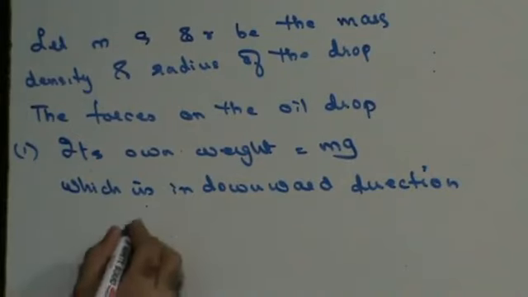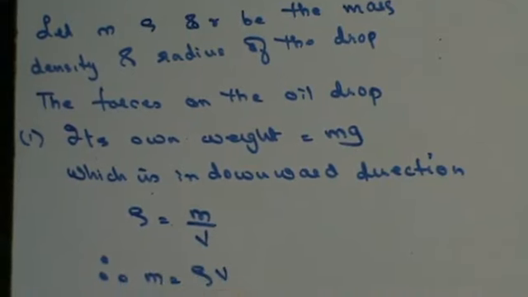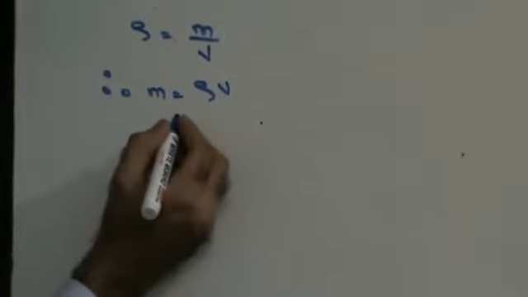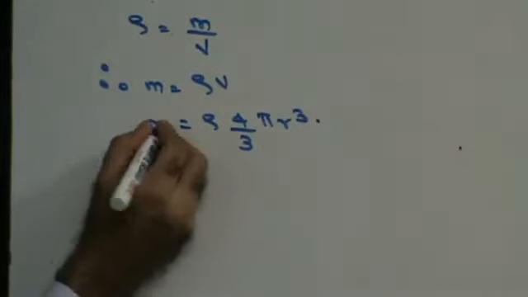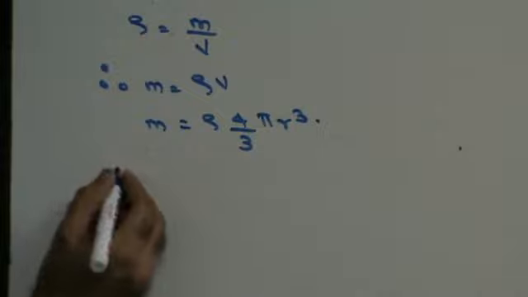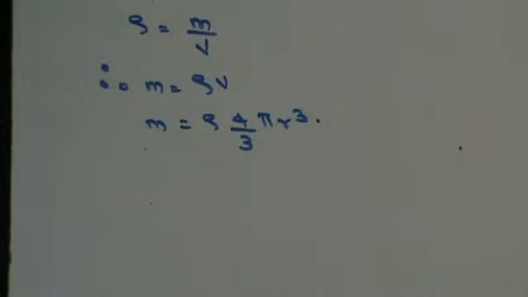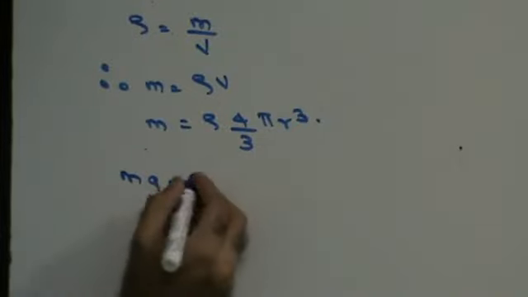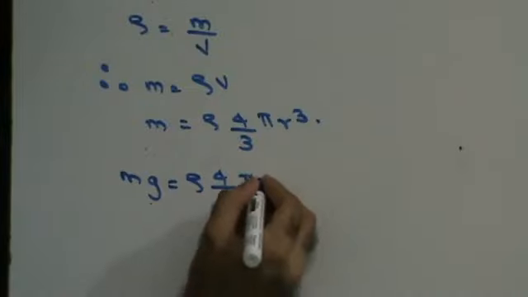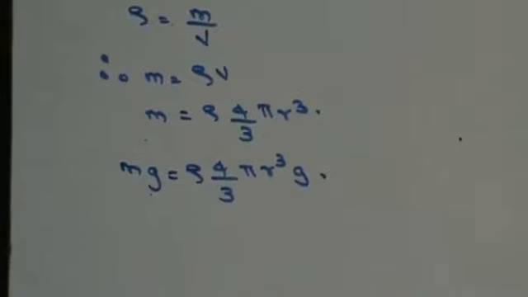But we know that density is equal to mass upon volume. Thus, mass is equal to density into volume. The oil drop is in the form of a sphere. Volume of the sphere is 4 upon 3 pi r cube. Therefore, the mass of the oil drop is rho 4 upon 3 pi r cube. So mg is equal to rho 4 upon 3 pi r cube g. So this is the weight of the oil drop acting in downward direction, and this is the first force acting on the oil drop.